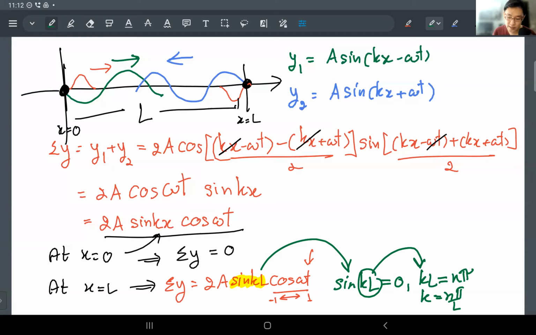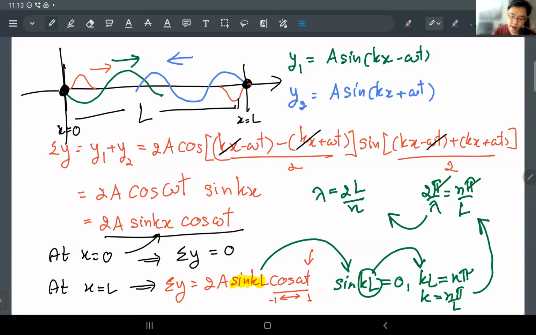Cool? And what does it mean? Let me make it even easier for you to look at. So let's follow the arrow up here. Because K is 2 pi over lambda, I set this to N pi over L. Pi cancel. Now I try to figure out the lambda. Follow my arrow here. The lambda is going to be 2L over N. And the value of N starts from 1, 2, 3, 4, 5, on and on. Right? Because that's what the KL must be equal to.